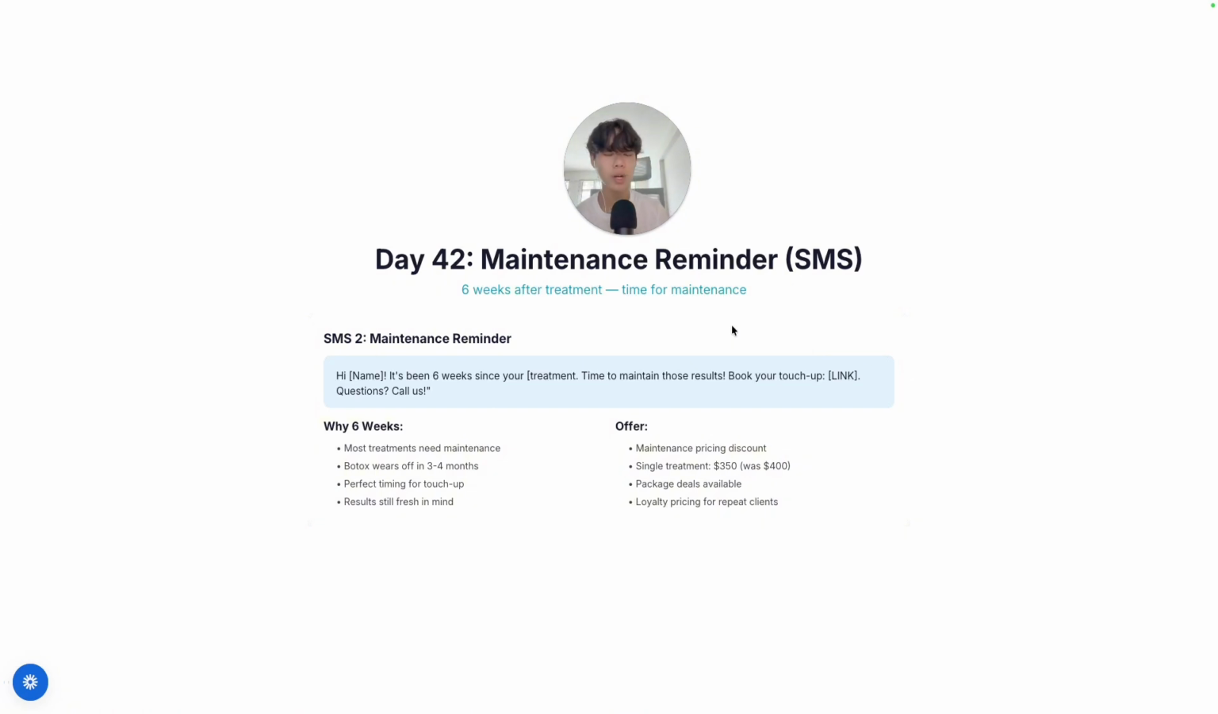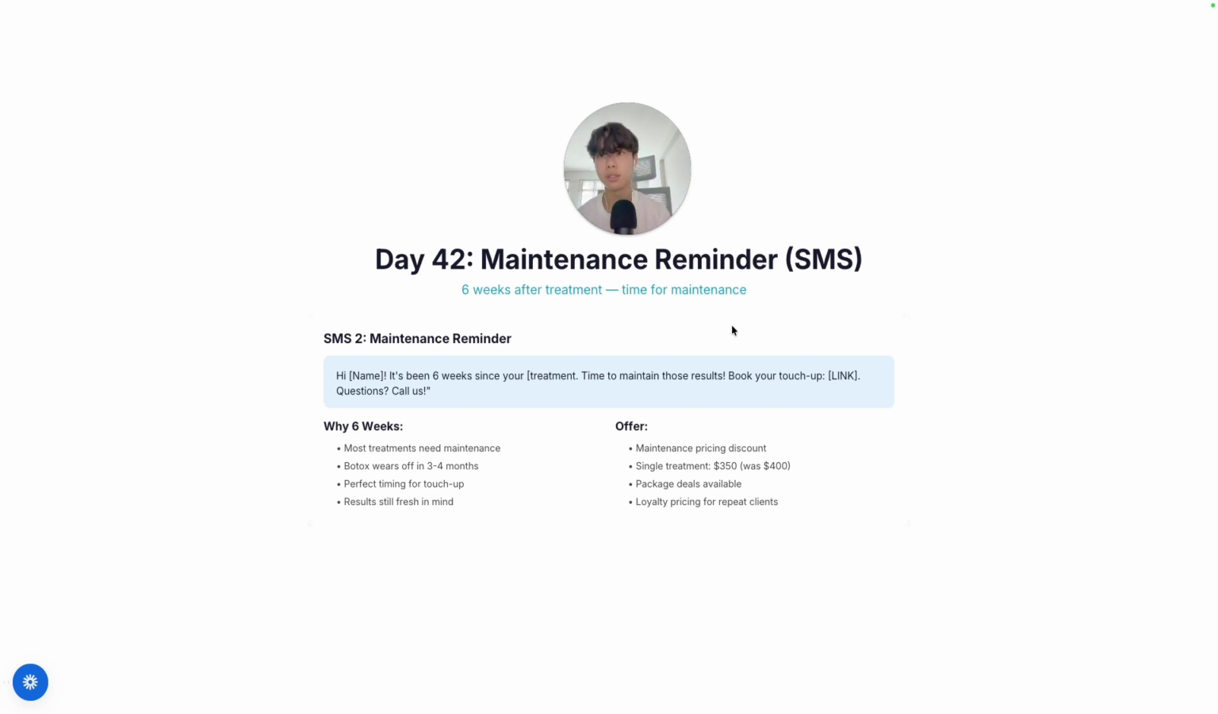Okay, cool. Why do we choose 6 weeks after the treatment? Because most treatments need maintenance, and if you're doing Botox, it wears off in 3 to 4 months. Okay, and this is basically why it's the perfect timing for a touch-up.